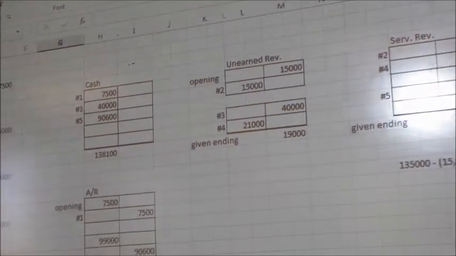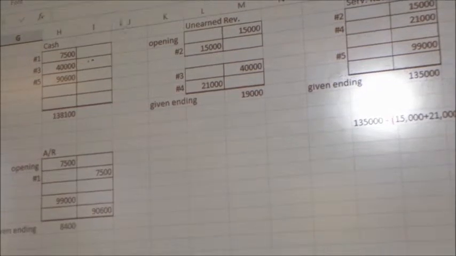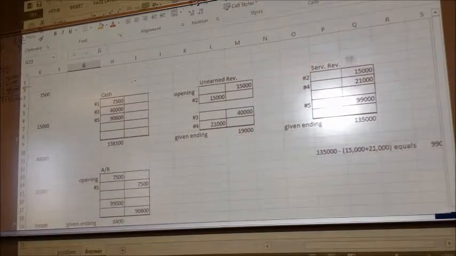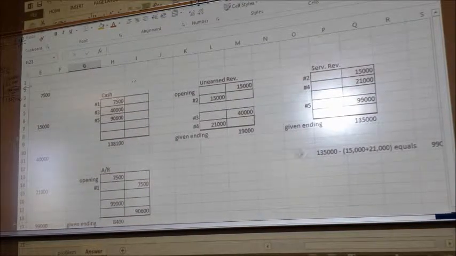I did very similar on the answer here. So I have some T accounts laid out in rough format. Of course, this is our assets and then liabilities and then revenues. Not real nice, neat format, but close.